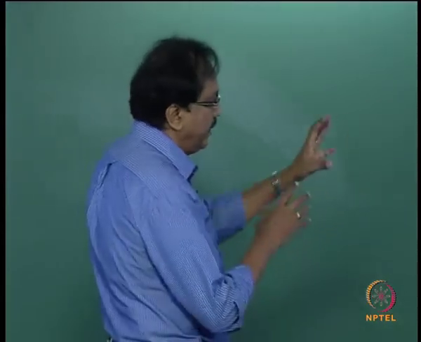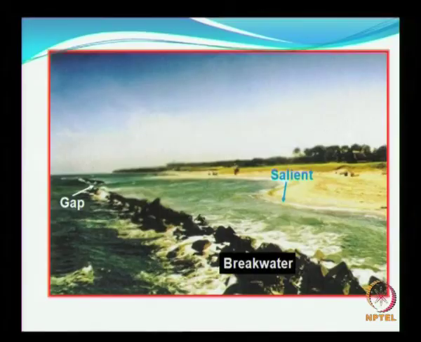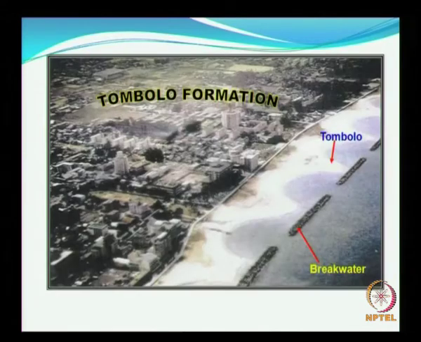So here is yet another view of the same thing. You see the salient, the breakwater and the gap. This is somewhere in Tokyo, an aerial view taken from a conference announcement, I guess, just to show the students how a Tombolo formation can look. It looks quite pleasing, like a small bay.